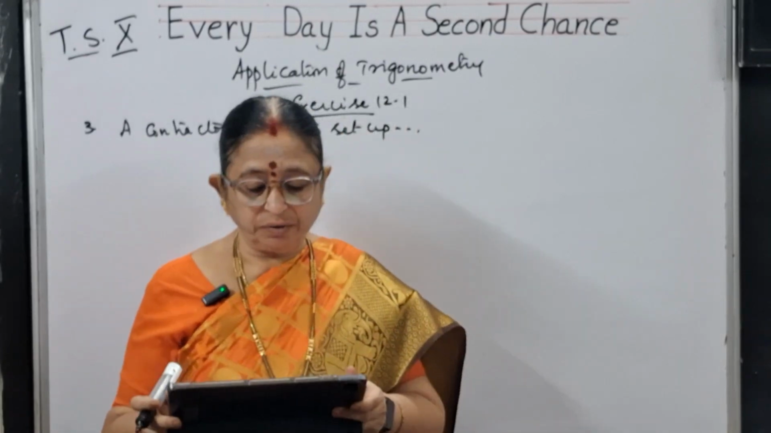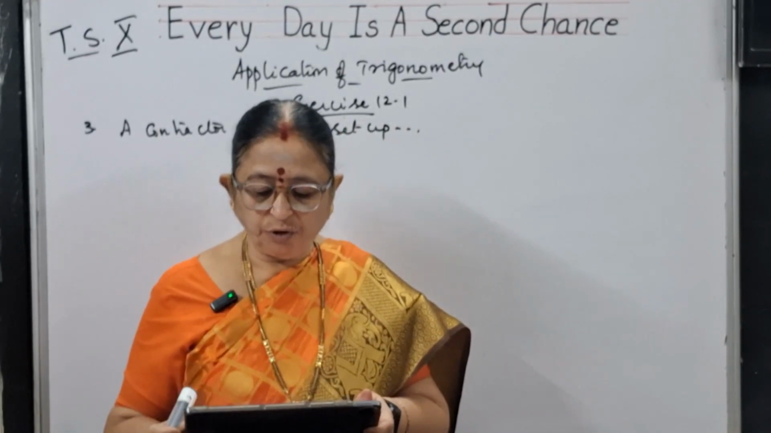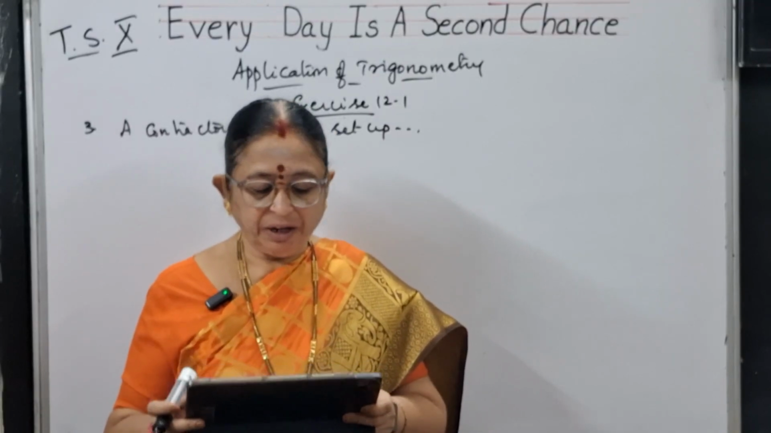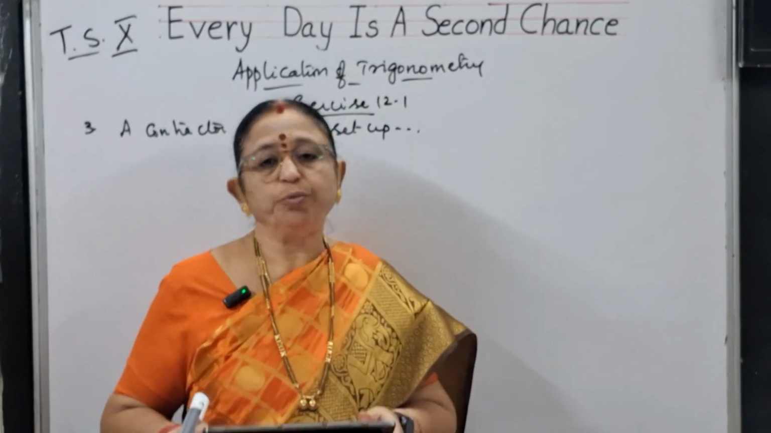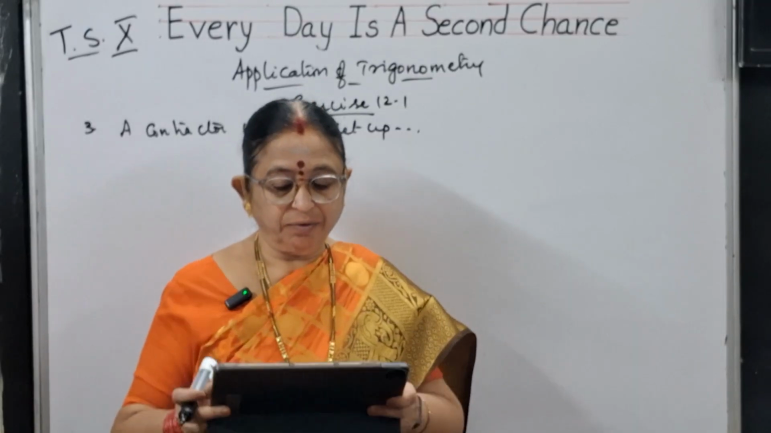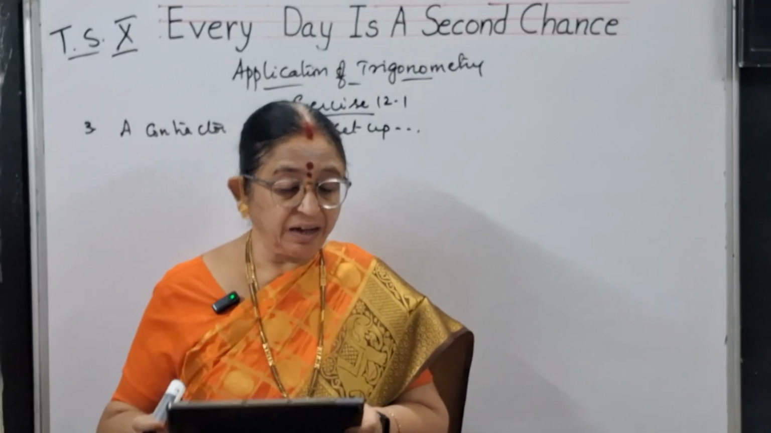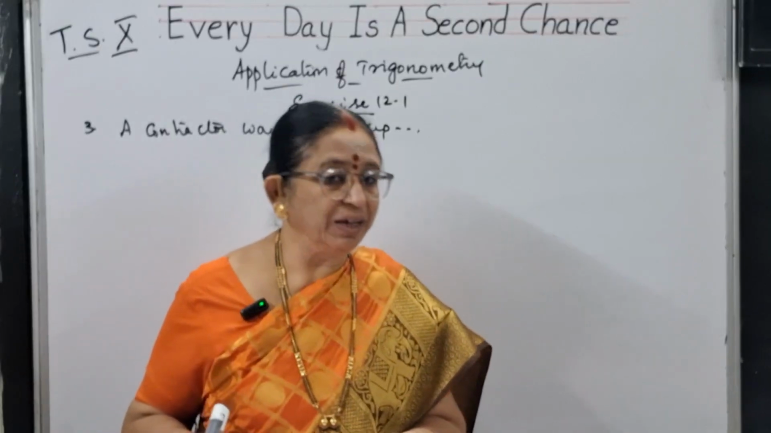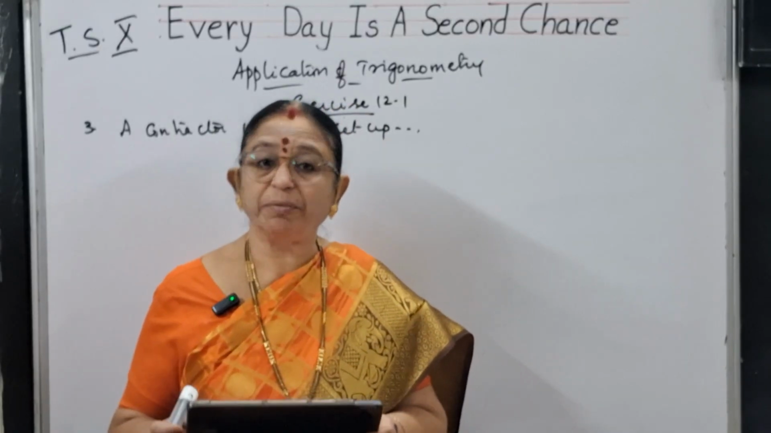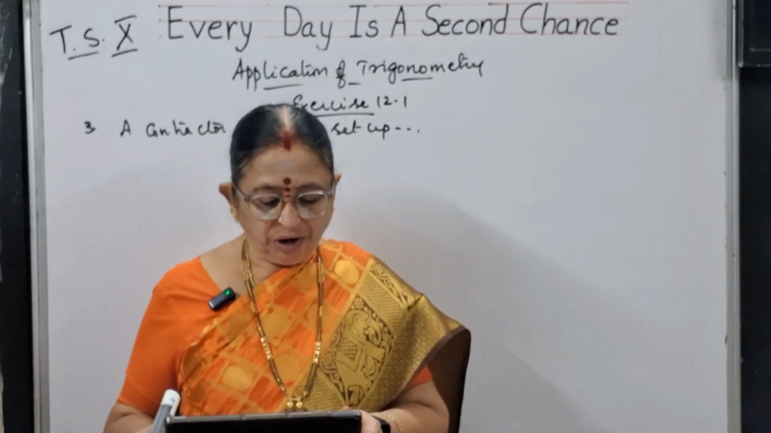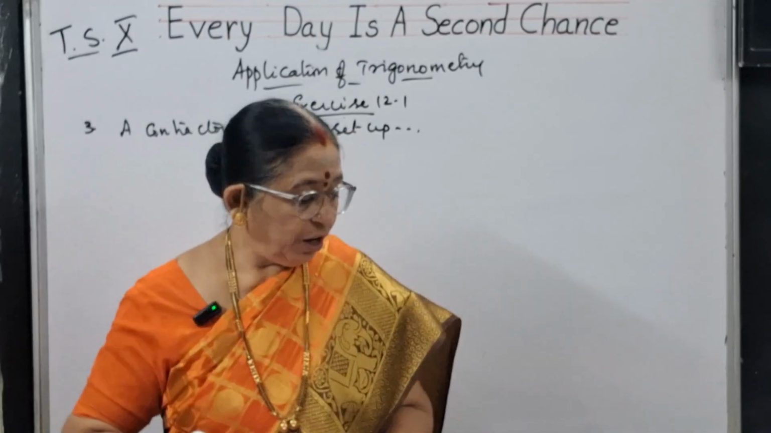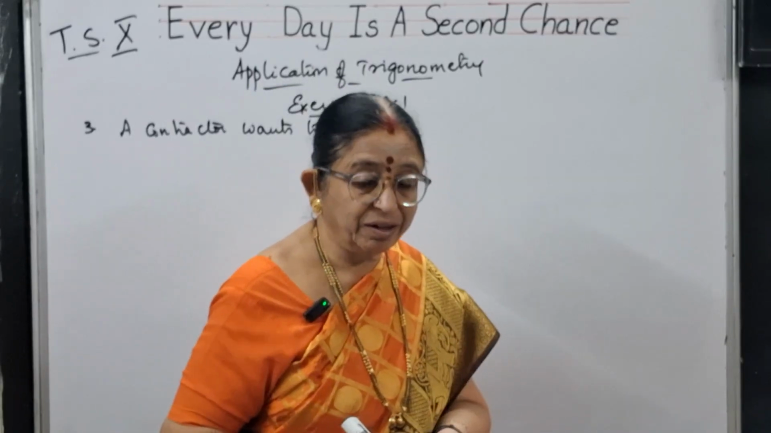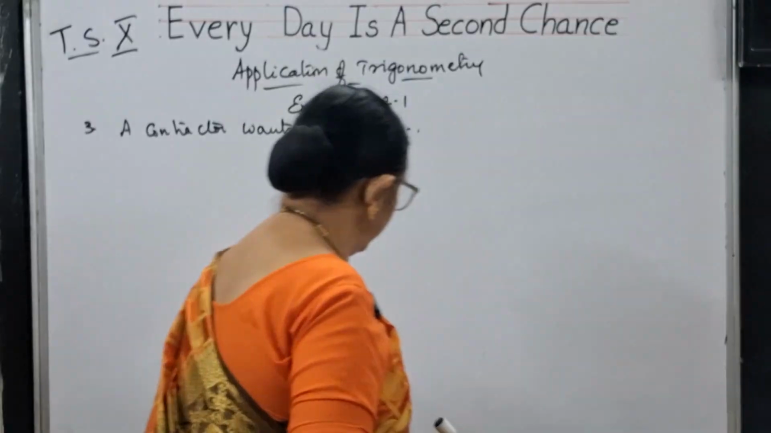A contractor wants to set up a slide for the children to play in the park. He wants to set up the slide at a height of 2 meters, making an angle of 30 degrees with the ground. What should be the length of the slide? How much length of the slide does he have to purchase so that he can keep that slide in the garden?